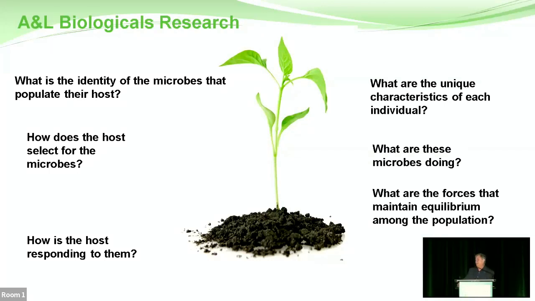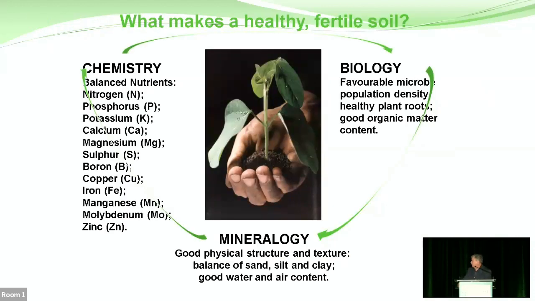And what are the unique metabolites or characteristics that these bugs give off to stimulate growth or disease suppression? What are these microbes doing? And what are the forces that maintain the equilibrium among these populations? So really trying to understand how this whole system works. So we look at chemistry, biology, mineralogy. One thing that George told me, because he was a pathologist, he says, my whole career, I looked at sick plants and sick soils. He says, I think to do this project, we have to start looking at highly productive fields and healthy plants to see why they're uniquely different than the plants and soils that are not as productive.